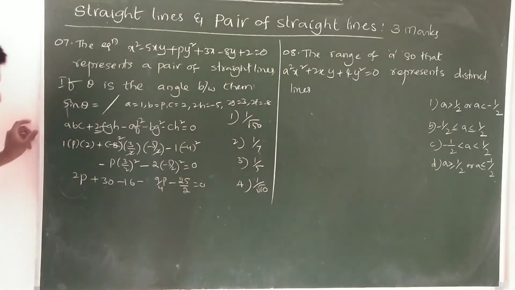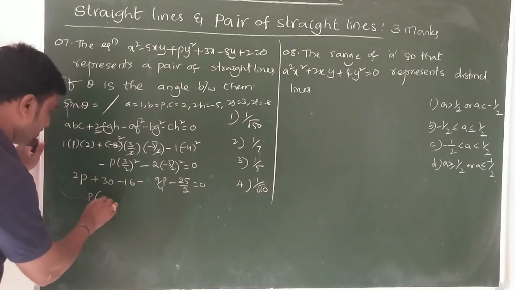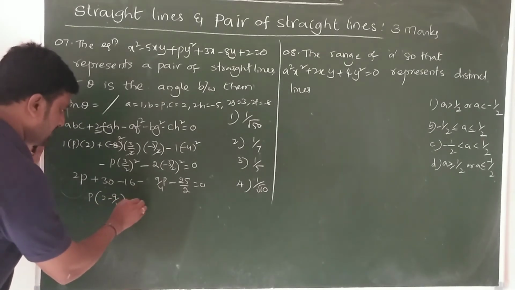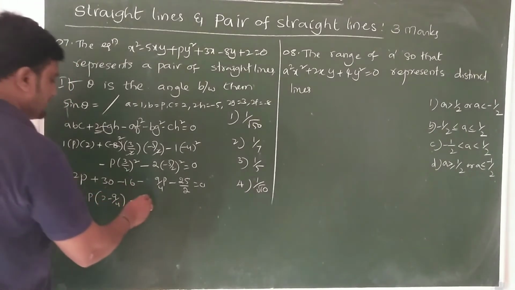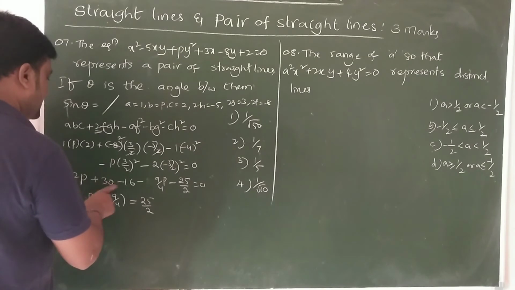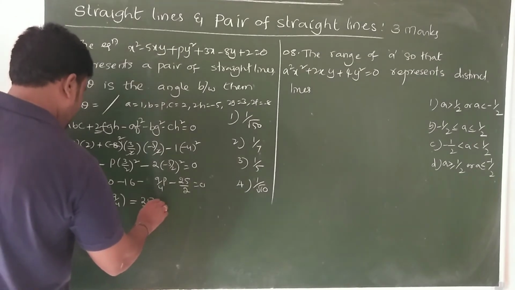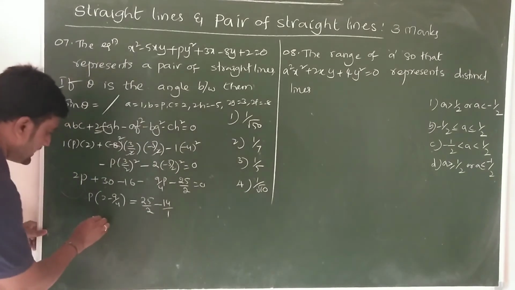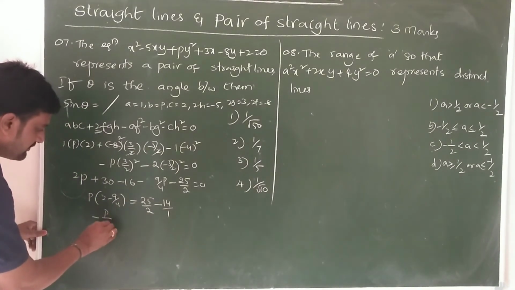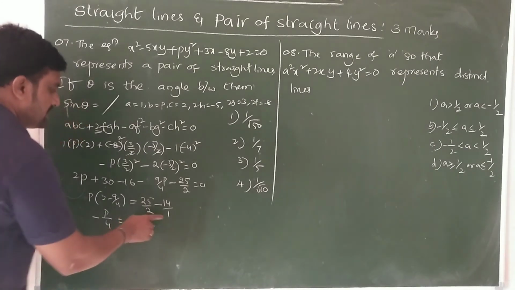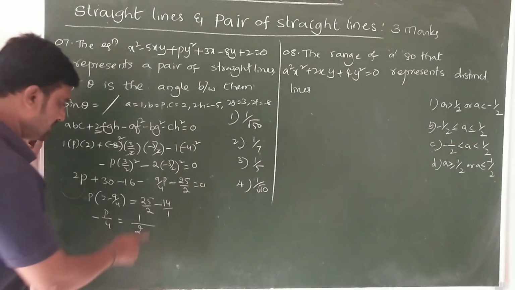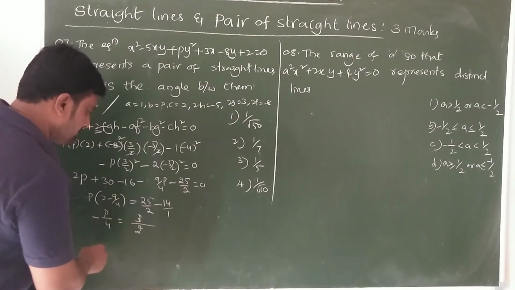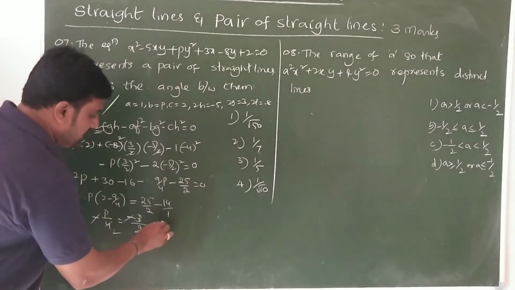Okay, more simplification. p is common: 2 minus 9 by 4. Then 30 minus 16 is plus 14, minus 25 by 2, which gives 28 minus 25, so it is 3 by 2. Minus and minus get cancelled, and the 2s cancel, so p equals 6.